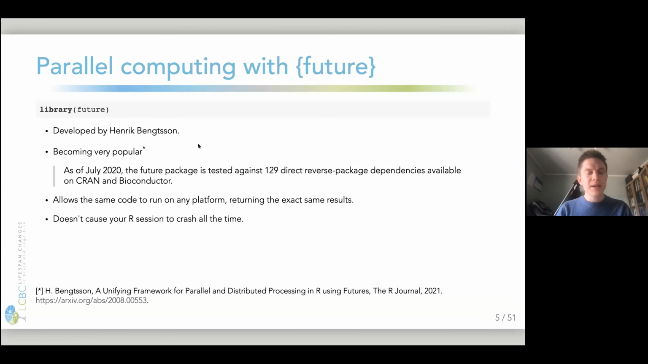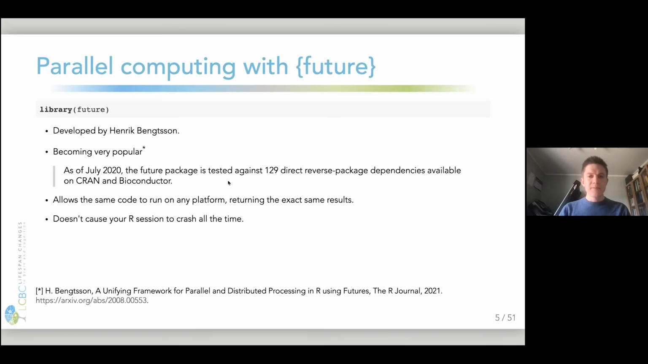Future is a package that was developed by Henrik Bengtsson. He is at least a member of the R Foundation, a very senior R developer, and also an associate professor at the University of California, San Francisco. This future package is becoming very popular. For example, in a paper recently accepted in the R Journal, he cites that as of July 2020, the future package has 129 direct reverse package dependencies on CRAN and Bioconductor, which means that at least 129 packages depend on future. And this number has probably grown since July 2020.